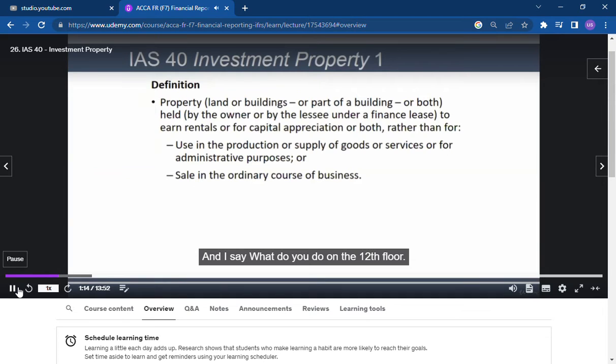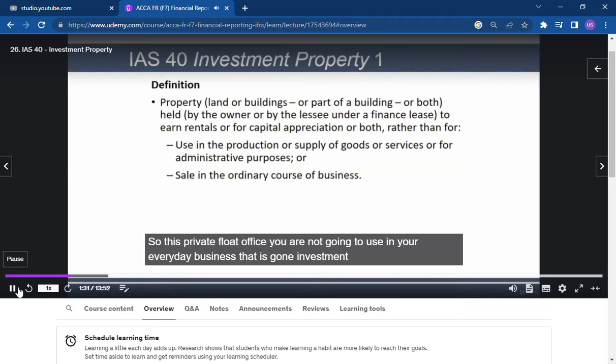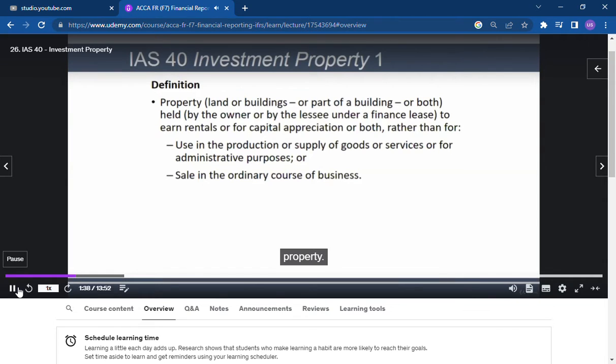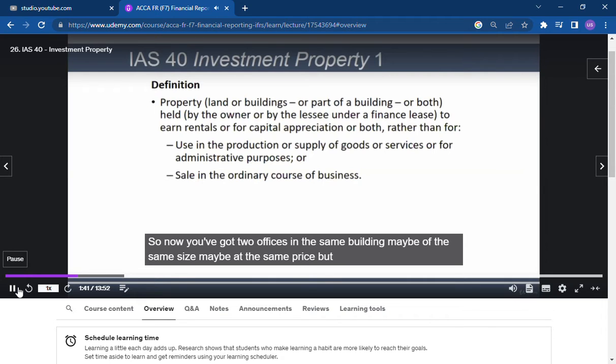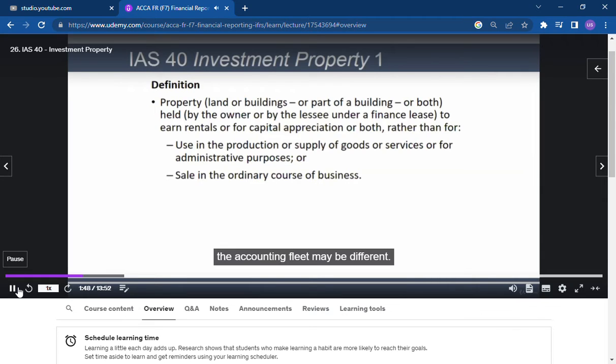And I say, what do you do on the 12th floor? And you say, the 12th floor, I just purchased it. I don't need it now. I will give it out on rent, or maybe I will keep it so that tomorrow the prices will go up and I will make a capital gain. So this 12th floor office, you are not going to use in your everyday business. That is called investment property. So now you've got two offices in the same building, maybe of the same size, maybe at the same price, but their accounting treatment will be different.